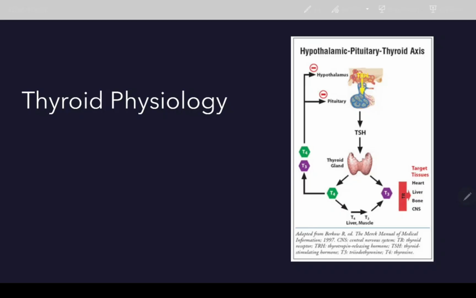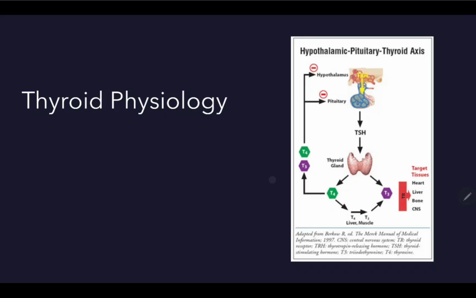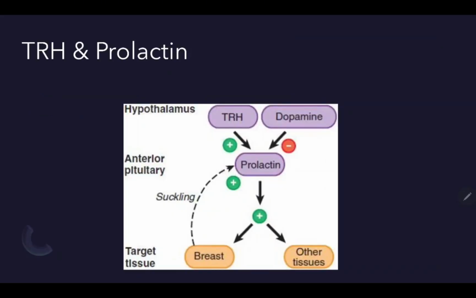T3 will be active directly in the tissues. It goes to the heart and leads to tachycardia, which is inotropic and chronotropic, increasing the rhythm. Going to the liver makes it work more, synthesizing more proteins and receptors, etc. And it goes to the bone and leads to more bone resorption, so the turnover and the destruction of the bone will increase.